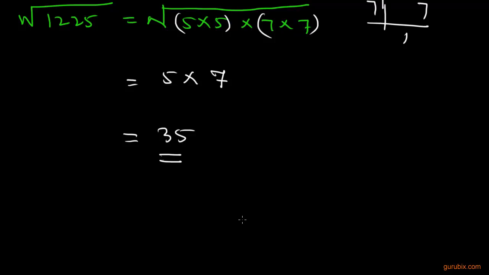So this is how we can find the square root of a perfect square by using prime factorization method.